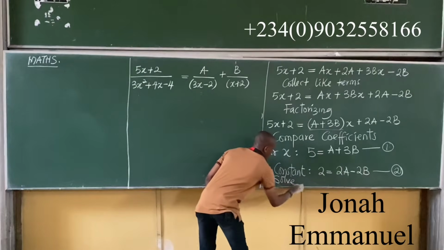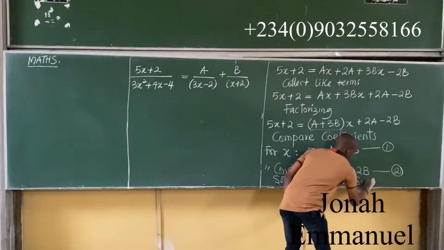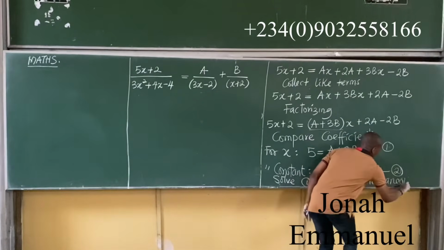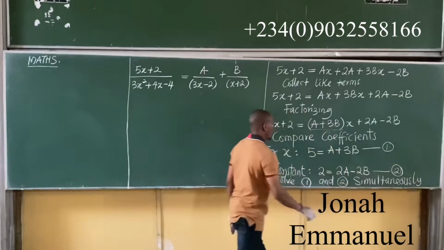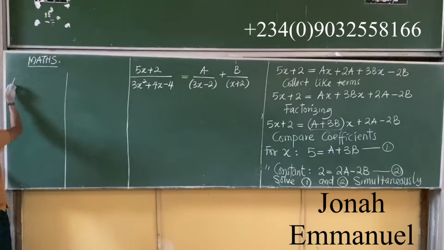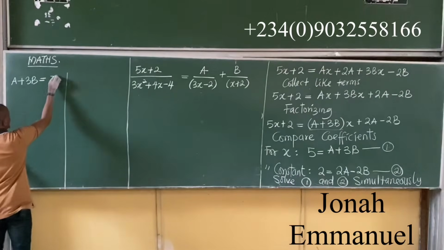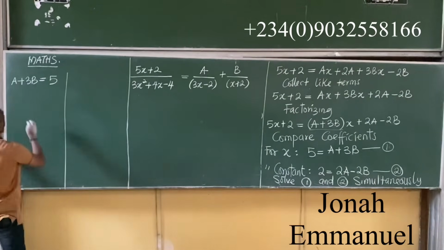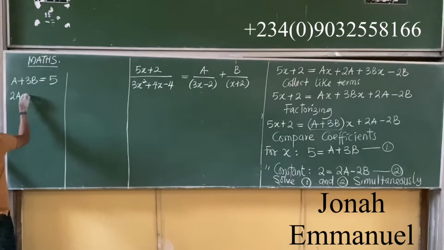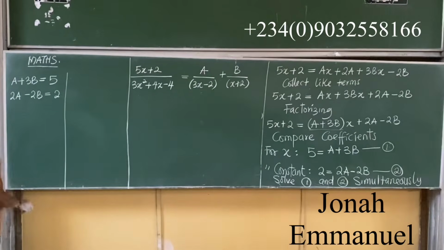So solve equation 1 and equation 2 simultaneously. Alright, from 1 I have that a plus 3b is equal to 5. From 2 I have that 2a minus 2b is equal to 2. So solve these simultaneously. Mathematically speaking, this is 2, 2, 2.